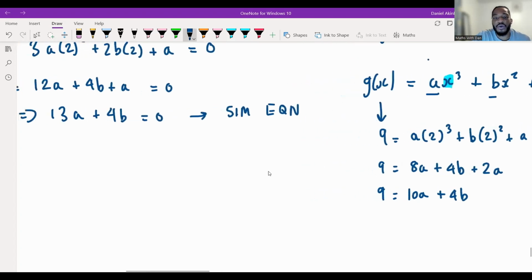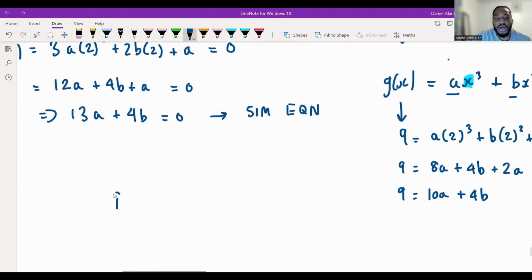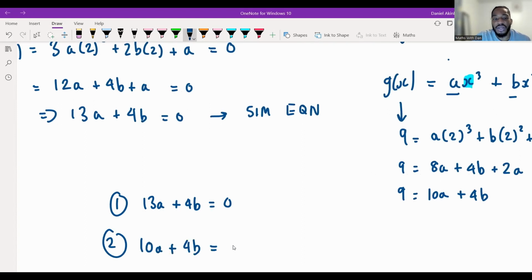So therefore, I've got 2 equations now. Let me just write these nicely. Equation 1 is 13a plus 4b is equal to 0. And equation 2 is 10a plus 4b is equal to 9. Does that make sense, guys?